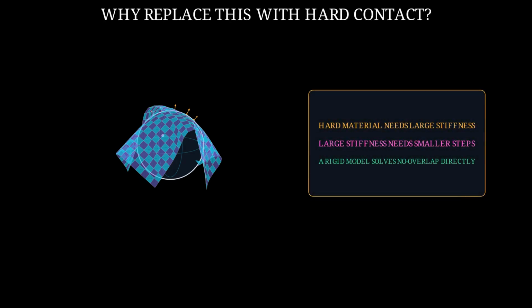This detailed soft model is useful when deformation matters, but it becomes expensive when we try to imitate a nearly rigid crate. A harder contact needs a larger stiffness, and the faster contact motion then needs smaller time steps. A rigid contact model takes a different shortcut. It keeps the crate's shape fixed and solves directly for motion that does not enter the obstacle. We will define that geometric rule next.